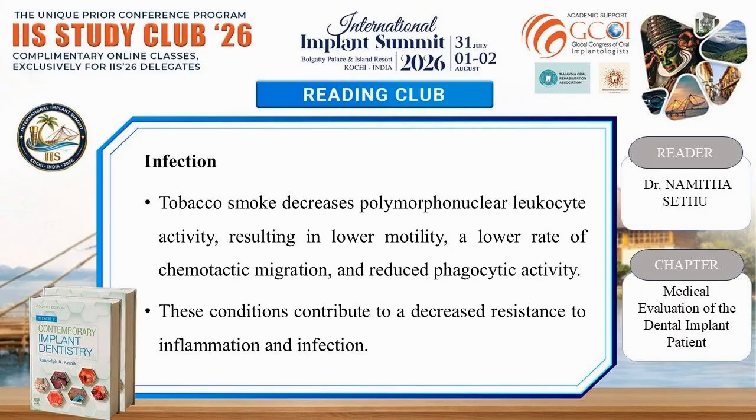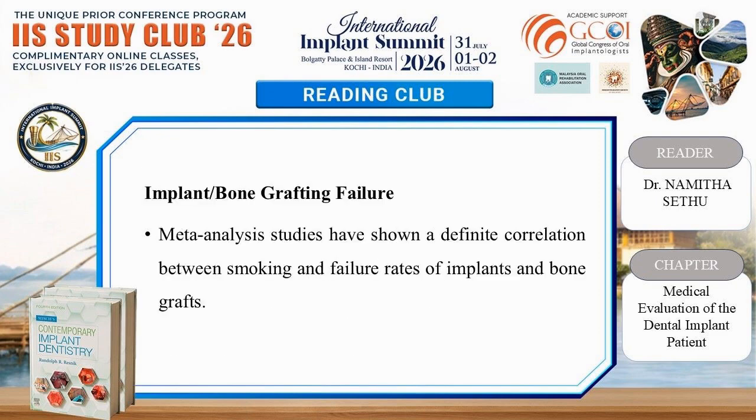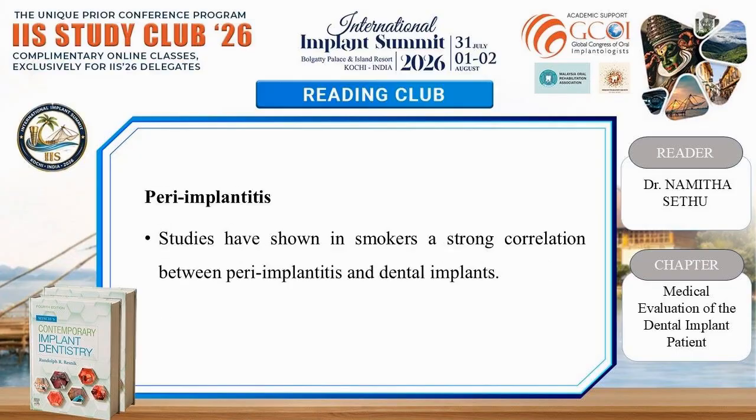Infection. Tobacco smoke decreases polymorphonuclear leukocyte activity, resulting in lower motility, a lower rate of chemotactic migration, and reduced phagocytic activity. These conditions contribute to a decreased resistance to inflammation and infection. Implant or bone grafting failure. Meta-analysis studies have shown a definite correlation between smoking and failure rates of implants and bone grafts. Peri-implantitis. Studies have shown in smokers a strong correlation between peri-implantitis and dental implants.